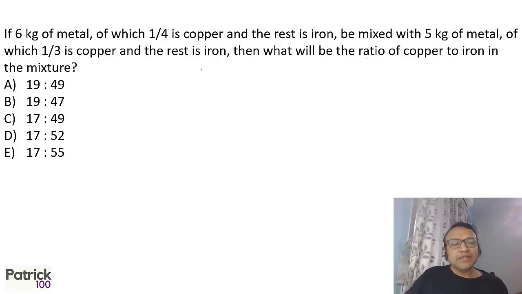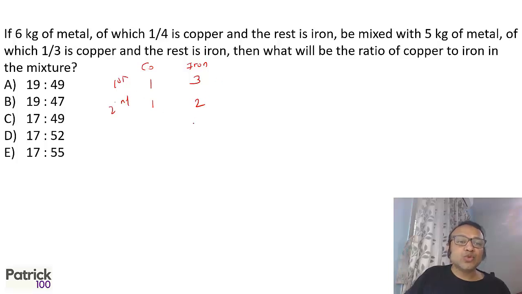If 6 kg of metal, of which 1/4 is copper and the rest is iron, is mixed with 5 kg of metal of which 1/3 is copper and the rest is iron, what will be the ratio of copper to iron? One way is to look at the current ratios of copper and iron. In the first case it is 1/4, so 1 is copper, 3 is iron. In the second case, 1/3 is copper, so 1 copper, 2 iron.